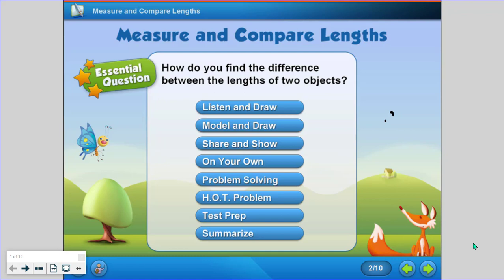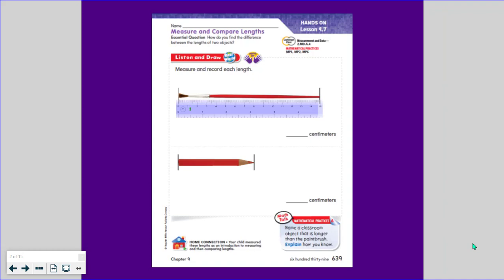So that's what you should be able to do by the end of the lesson: find the difference between the lengths of two objects. So let's continue to our next page. And we should be on page 639 in our books. And I'm going to go ahead and increase the size of this a little bit.